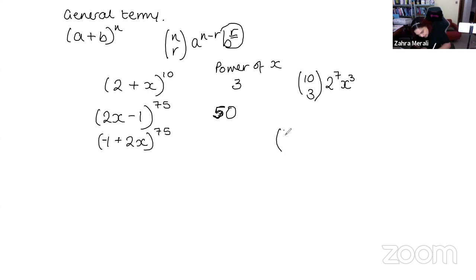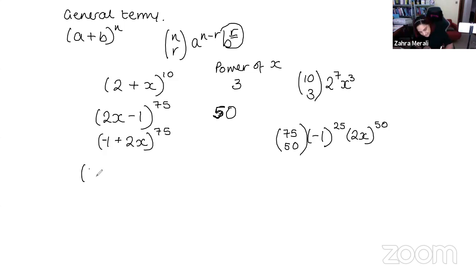So then I'm going to get 75c50. I'm going to have minus 1, because I know I want 2x to the 50, minus 1 to the 25, and 2x to the 50. And now if I was to open that out, I get the 50th term. So just think about your general term. If it's always going to be in terms of x, you want the x onto where the b is in order to use the formula easier.